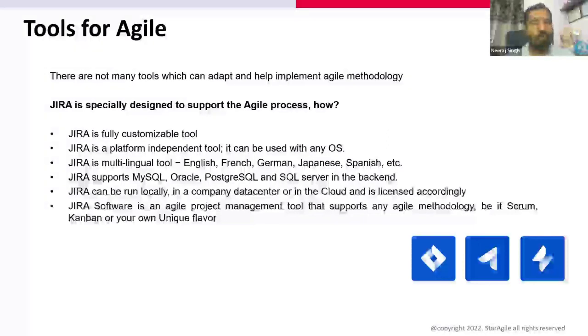Jira is also an independent tool. It can be used with any operating system. That means there are no restrictions on where you can install it. Jira is a multilingual tool, just like your Facebook, Google, etc. You can localize these tools and use them the way you want. Like you can feel personalized there. There are many languages which are supported. Some of them are English, French, German, Spanish, Japanese, etc. Jira again supports any sort of database, which makes it unique. There are no restrictions on what kind of backend database you can use with the tool, and it gives you freedom to roll out this tool for your Agile methodology.